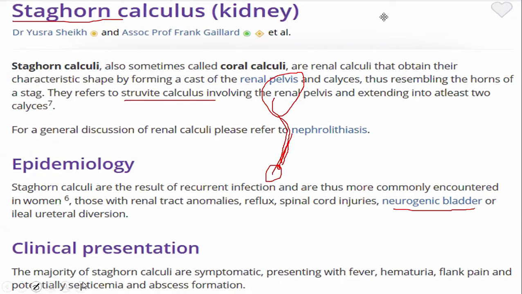The majority of Staghorn calculi are symptomatic, presenting with fever, blood in the urine, hematuria, flank pain, and potentially septicemia and abscess formation.